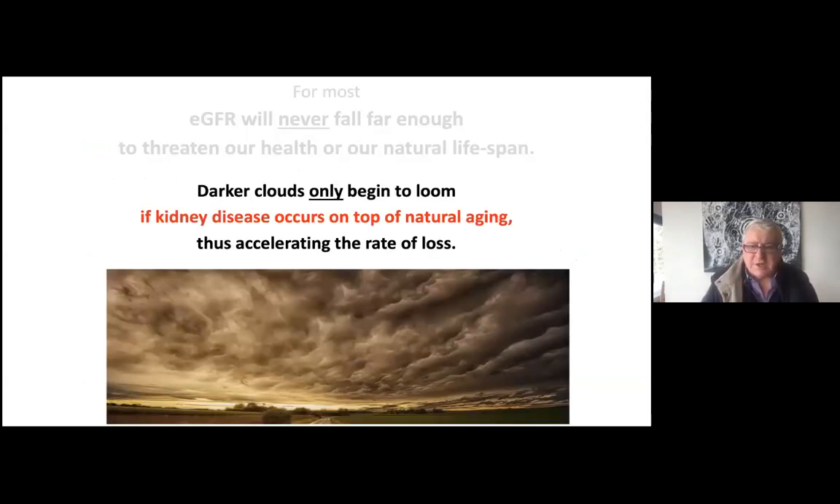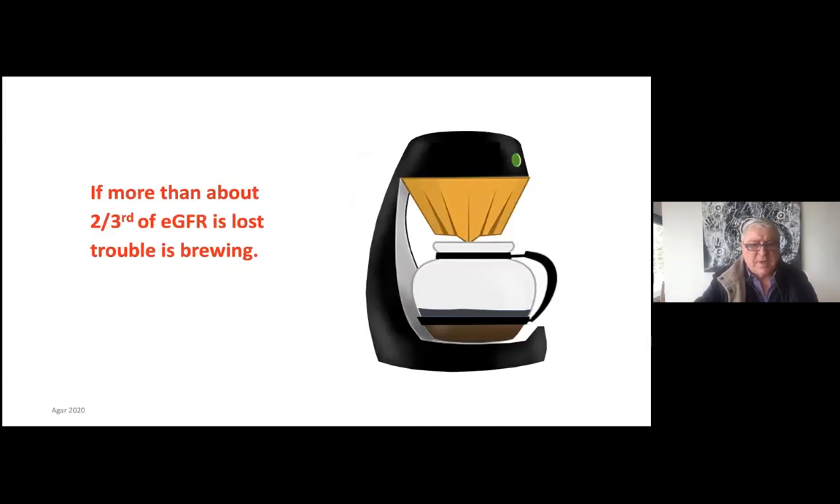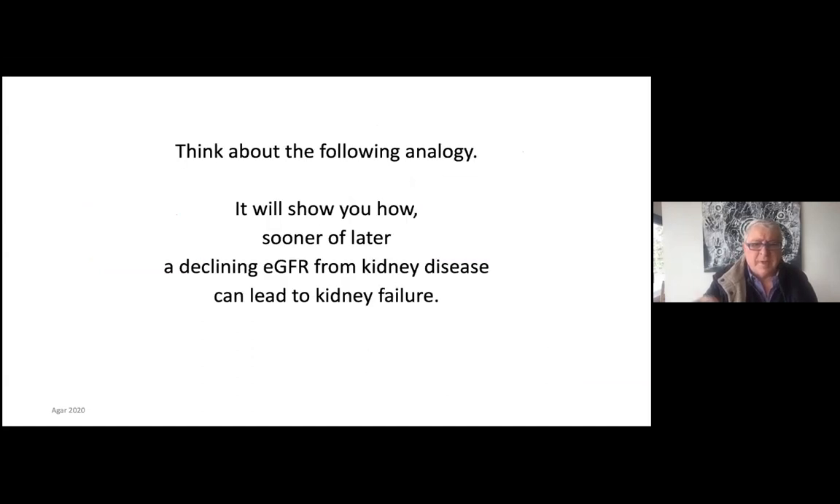And darker clouds only begin to loom if kidney disease occurs on top of that natural aging loss, thus accelerating the rate of loss. Until if more than about two-thirds, and this varies from individual to individual, it's not like when you reach 33% eGFR, bang, you're in trouble. But as your kidney function gets down towards that last two-thirds or last third of kidney function, trouble begins to brew. Let's think about the following analogy. It'll show you how sooner or later a decline of kidney function from kidney disease can lead to kidney failure.